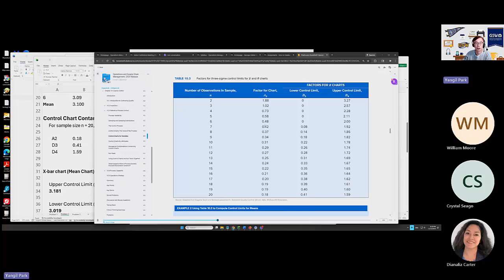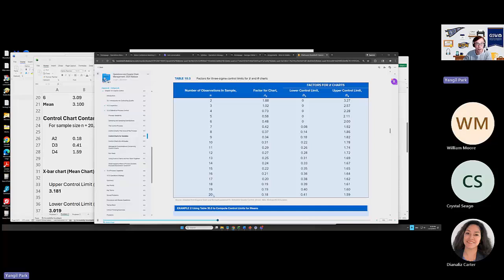There's a page. Where's the page number? 436. Table number is 10.3. Actually, the directions tell you where to go. So you go to this page and you find this table. From there, you find these factors. Basically, those are the constant numbers.